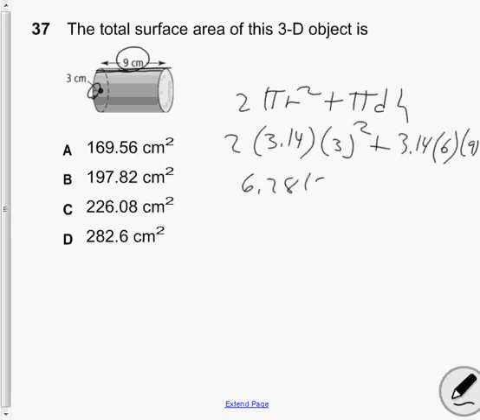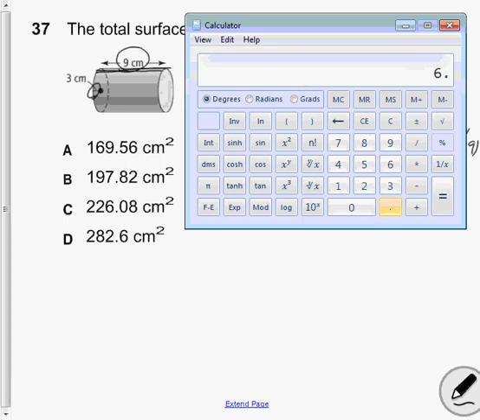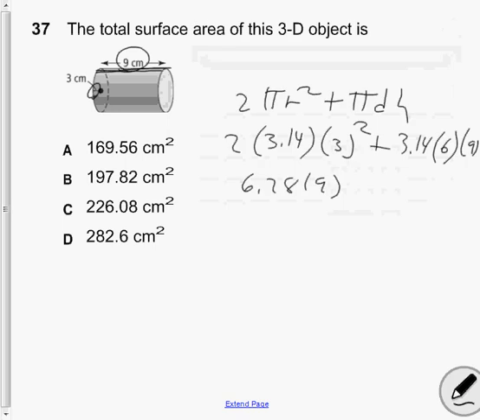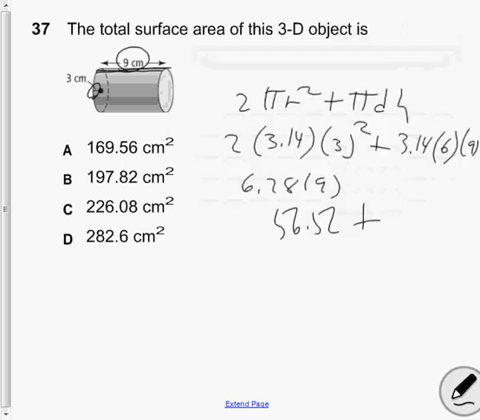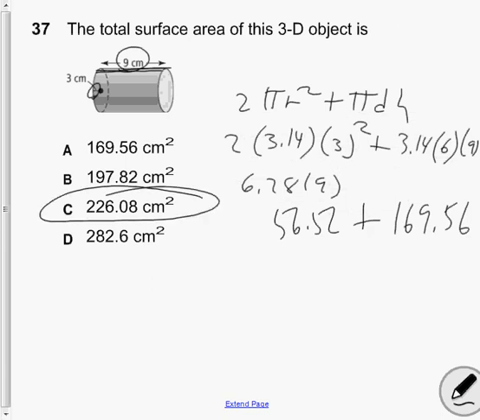So we have 6.28 times 9, which is 56.52, plus 3.14 times 6 times 9 equals 169.56. When you add those two together, you're going to have 220 something. So your answer has to be C, because I don't even know what it is, but it has to be that.